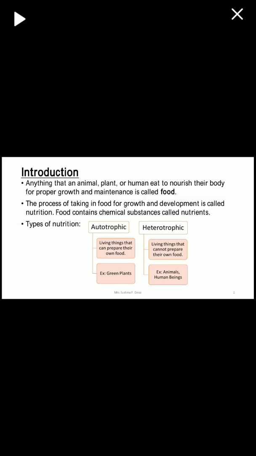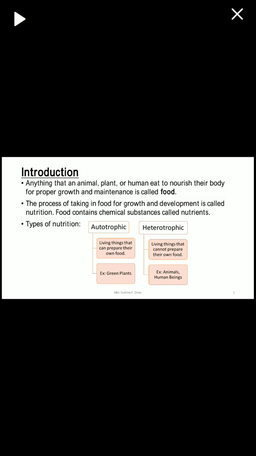Now, how many types of nutrition are there? There are two types of nutrition, that is autotrophic and heterotrophic. Auto means self, that is the food can be prepared by that particular organism. Like, can you name something that can prepare its own food? Yes, plants, that is green plants, by the process of photosynthesis. The green plants prepare their own food by the process of photosynthesis.